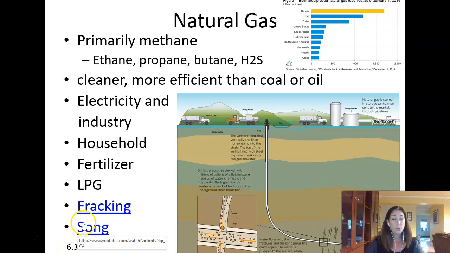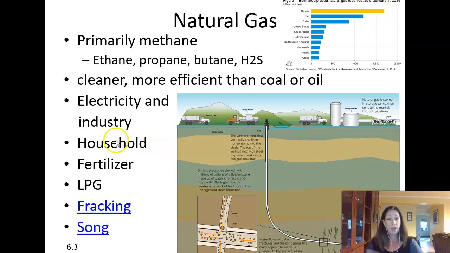Now, with natural gas, the reason why it's getting a lot more attention is because it is cleaner and more efficient than coal or oil. So because it is just CH4, you don't have the same types of pollutants that you do with coal and oil. So most of the uses of this are for electricity, but also you see some industrial uses.